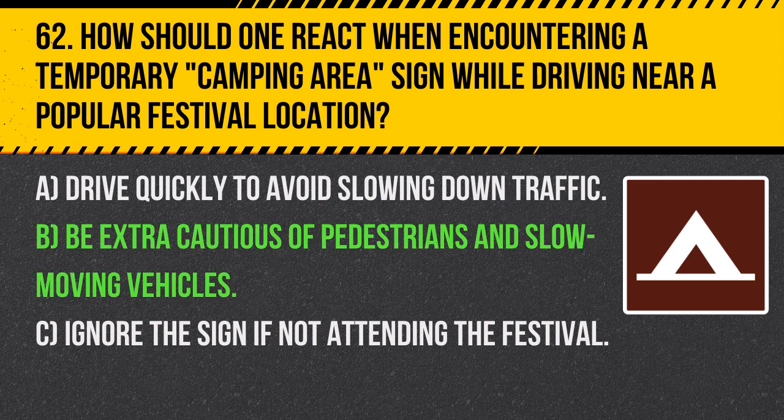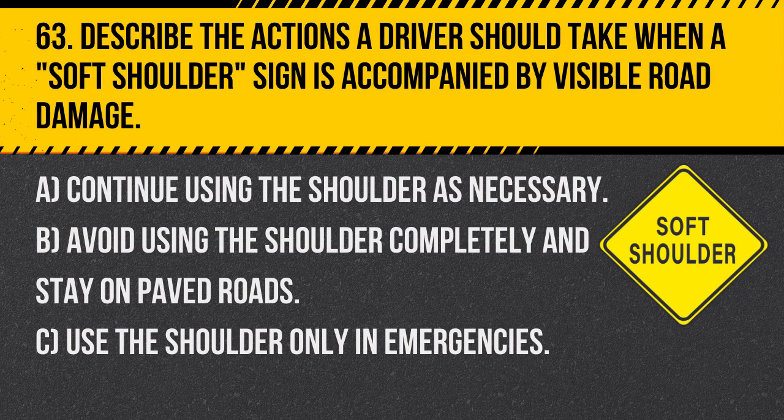Answer. B. Be extra cautious of pedestrians and slow-moving vehicles. Temporary signs indicate unusual conditions. Extra caution helps ensure safety for all. Question 63. Describe the actions a driver should take when a soft shoulder sign is accompanied by visible road damage.